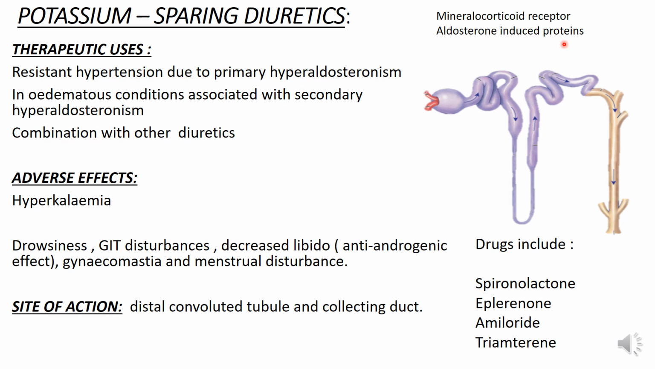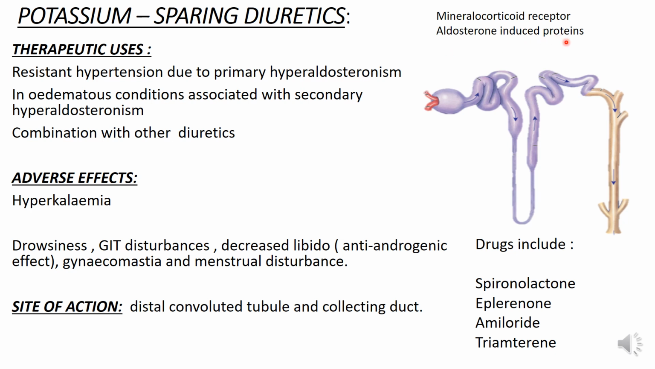Now what happens when we give the person potassium sparing diuretics? Specifically I will talk about spironolactone and eplerenone. They bind with the mineralocorticoid receptor, and they basically compete with the aldosterone. They're just like aldosterone, so they compete with the aldosterone, blocking the site for aldosterone. So once the spironolactone and eplerenone bind with the mineralocorticoid receptor, it prevents the formation of aldosterone induced protein, or you may say AIP.